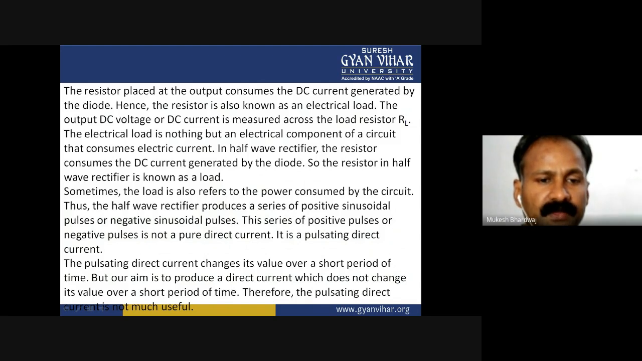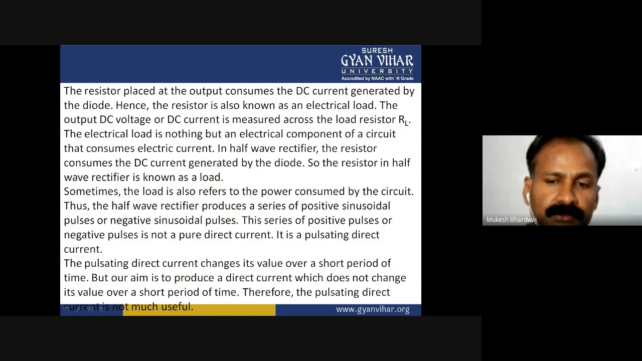Thus, the half wave rectifier produces a series of positive sinusoidal pulses or negative sinusoidal pulses. This series of pulses is not a pure direct current, it is a pulsating direct current. The pulsating direct current changes its value over a short period of time, but our aim is to produce a direct current which does not change its value over a short period of time. Therefore, the pulsating direct current is not much useful.